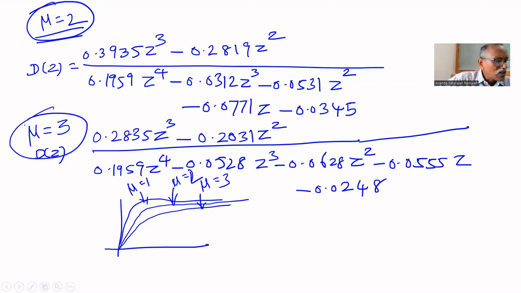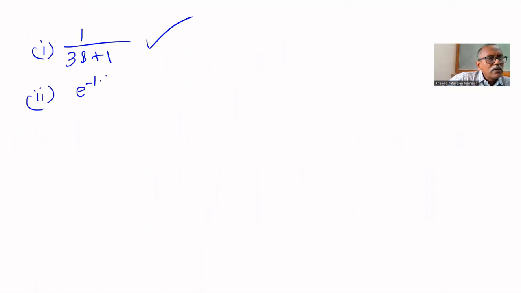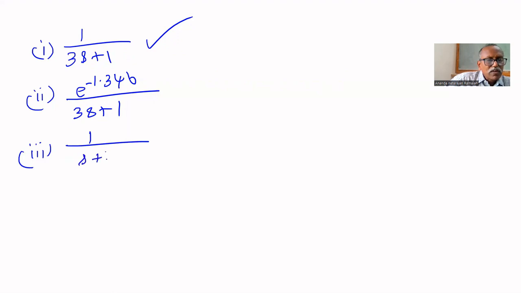Here, we designed the controller for the process with the dead time. What is the first part of the question? Design a Dahlin controller. The first part is you have to design for 1 by 3s plus 1. This we already did in the previous class. The second part is e power minus 1.346s upon 3s plus 1. That we will check now. The third part is 1 by (s plus 1) to the power 4.